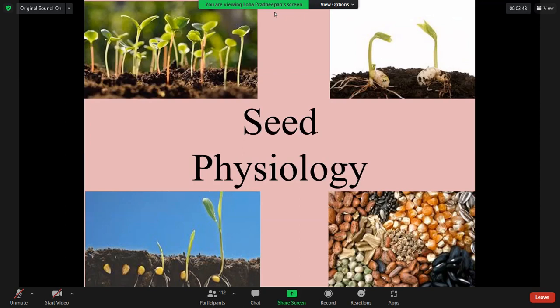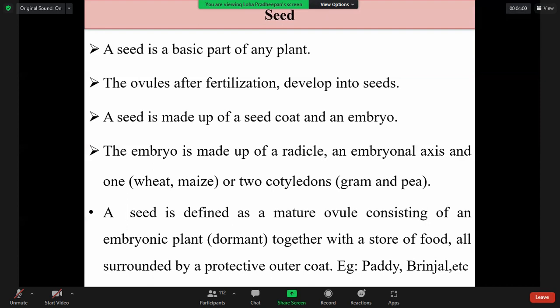So seed is the basic part of any plant. After successful pollination and fertilization, ovules develop as the seed. It is made up of seed coat as well as embryo. If you look into the embryo, it has the radicle, the embryonal axis, and 1 or 2 cotyledons, depending on the crop, whether it is monocot or dicot, the number of cotyledons varies.